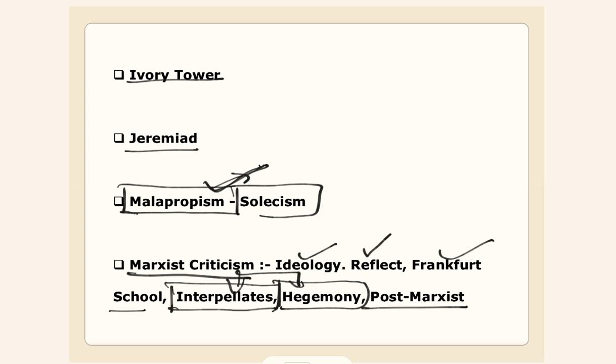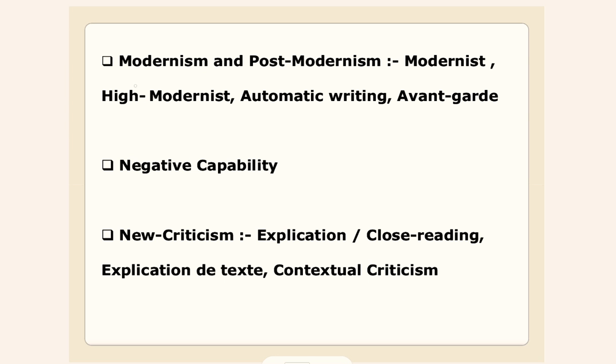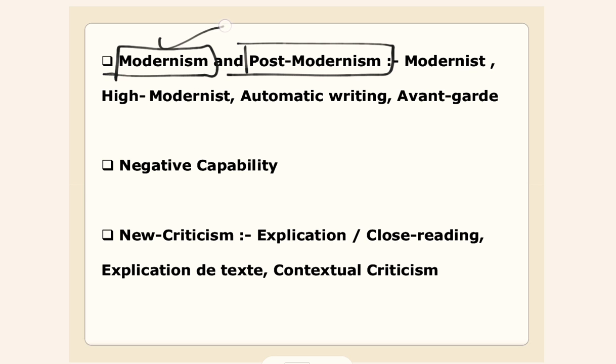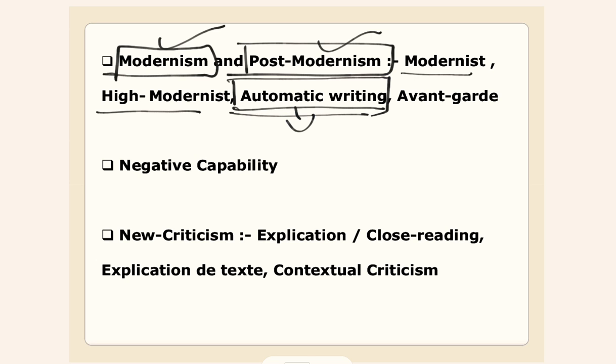And post-Marxist criticism. Next, modernism and postmodernism. Please remember, modernism and postmodernism are modern literary theory movements. Here, modernist, high modernist, automatic writing. This was a topic in the UGC NET exam. It may be asked at any time applying to any literary theory. Automatic writing. Then avant-garde or innovation literature. This one is also associated with modernism or postmodern theory.